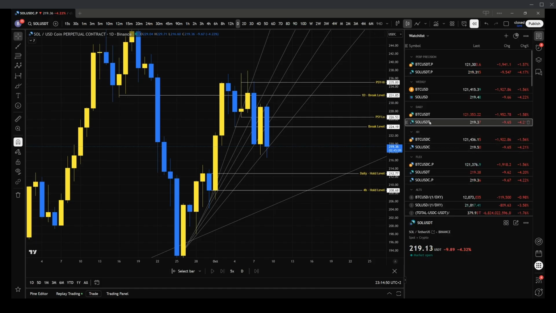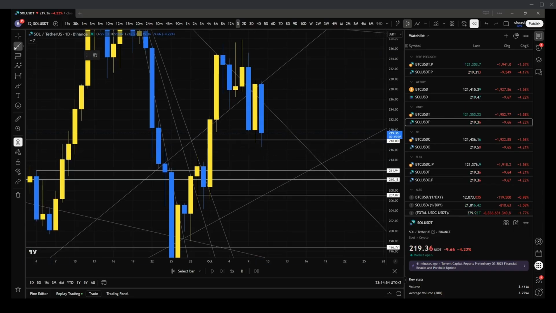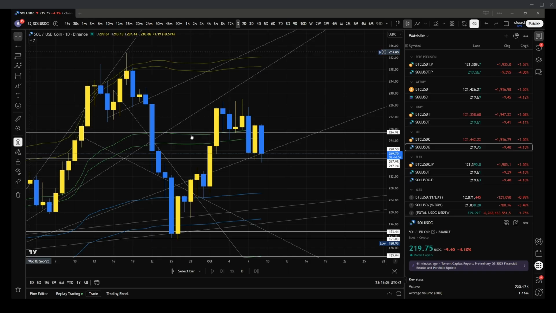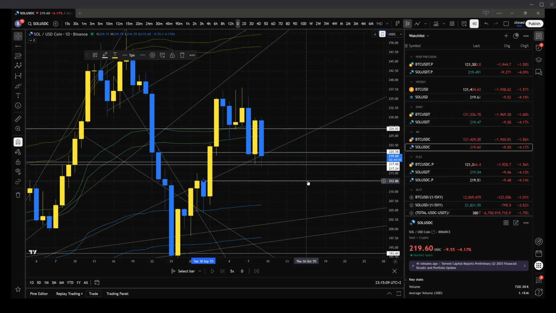If I go here, it's probably not the same. Maybe it is now, but I'm brave enough to say it's not. Yeah, it's 3 cents off. Okay, fair enough. It's close, but it's not the same. If I go to this one, yeah, then this is even almost 20 cents off.